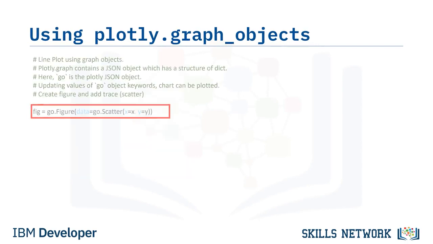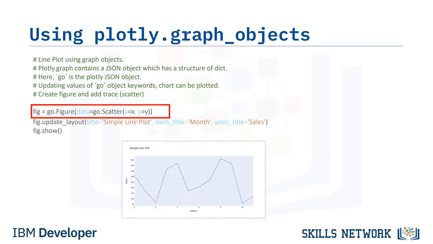The plotly.graph_objects module contains a JSON object which has a dictionary structure. Since we imported Plotly graph objects as go in the previous slide, go will be the JSON object. The chart can be plotted by updating the values of the go object keywords. We will create the figure by adding a scatter type trace. Next, the layout of the figure is updated using the update_layout method. Here we are updating the x-axis, y-axis, and chart title. This is the plotted figure.